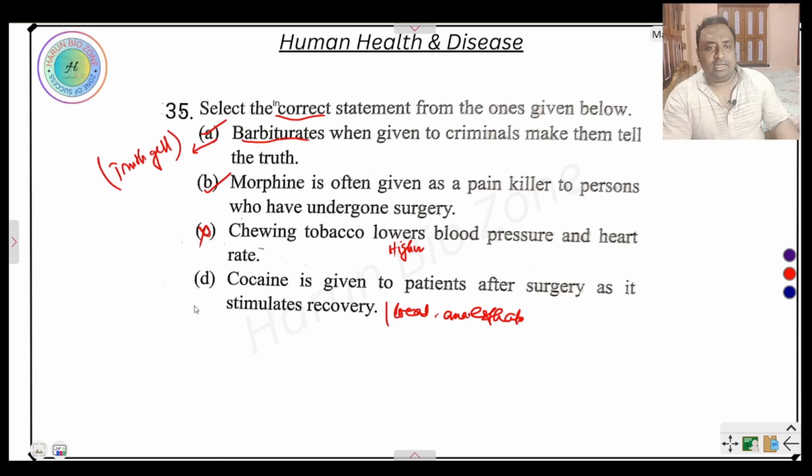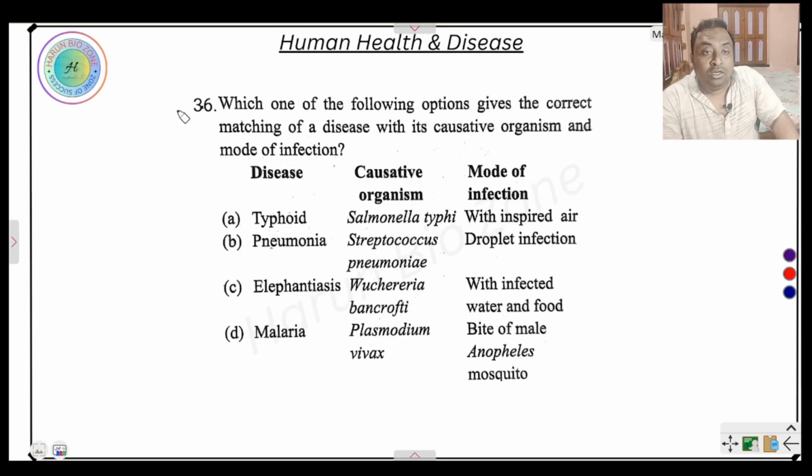Clear? So here the correct option is chewing tobacco. Chewing tobacco increases the heart rate and blood pressure. Next question is, which of the following options gives the correct matching of a disease with its causative organism and mode of infection? So here this is the disease, causative organism and mode of infection.